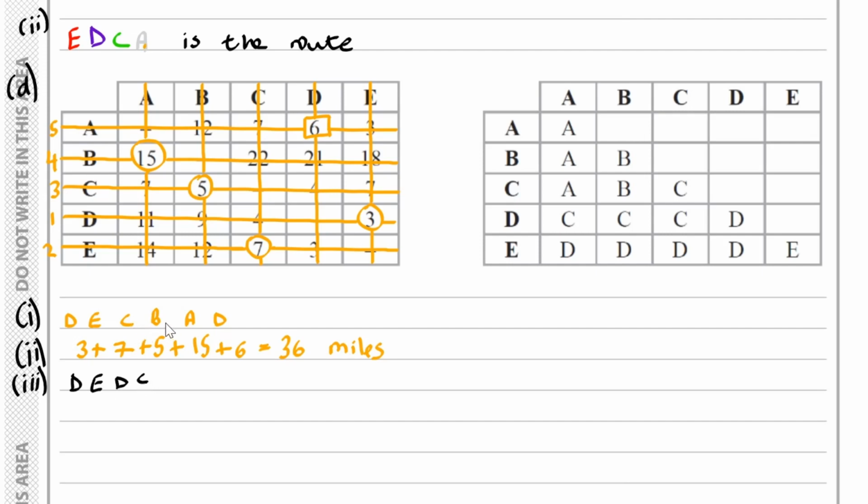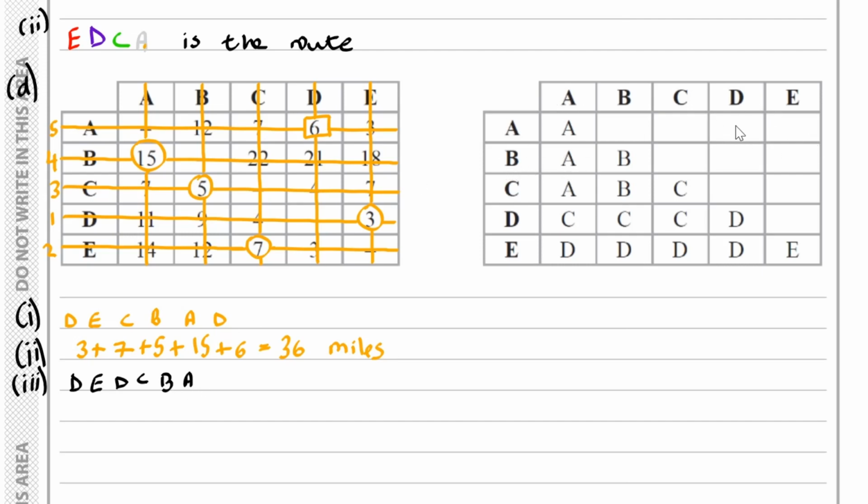So now that we're at C, we want to go to B. Can we do that? Yes, we can. C to B, that's fine. And then can we go from B to A? So B to A, there's an A there, that's fine.